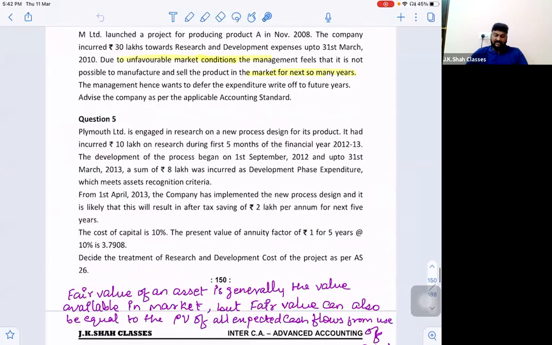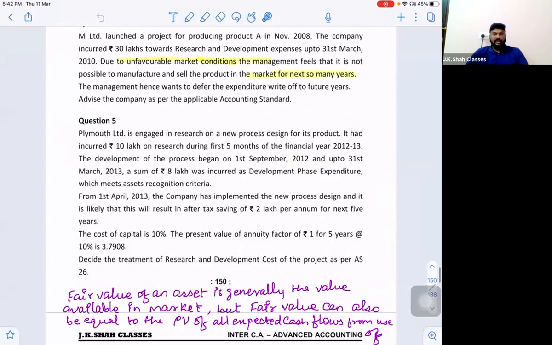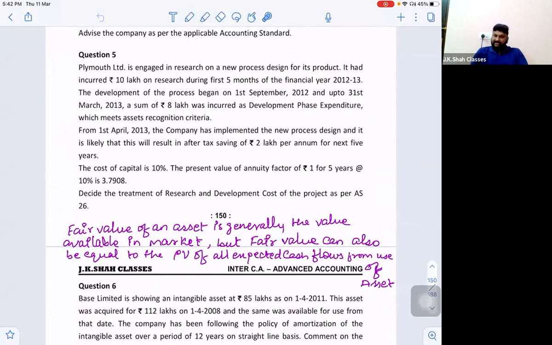Yes, I will first be starting with question number 5. Now, it's a very, very good question. It's a beautiful question. And this had come in the exam, and it's very logical also. Let's see how many of you are able to crack this point.